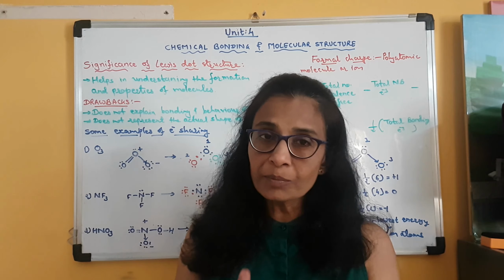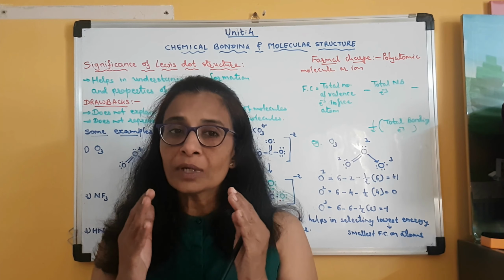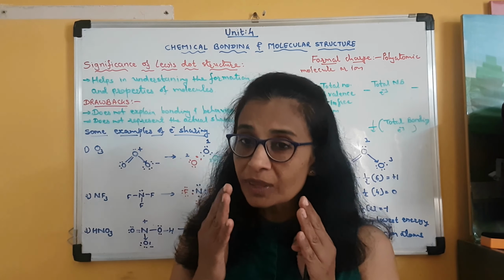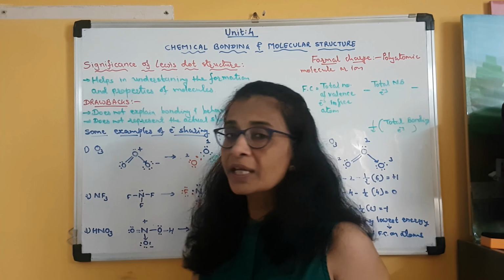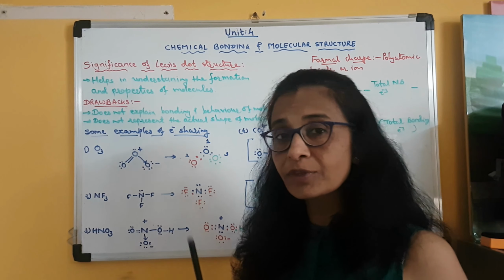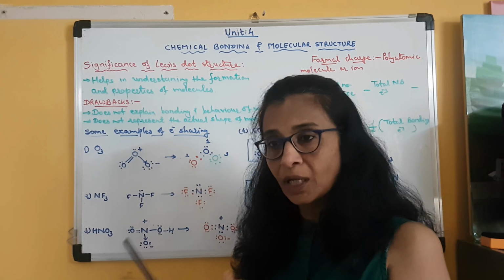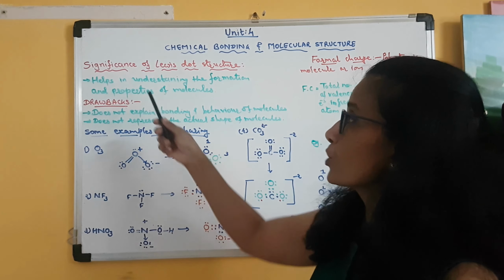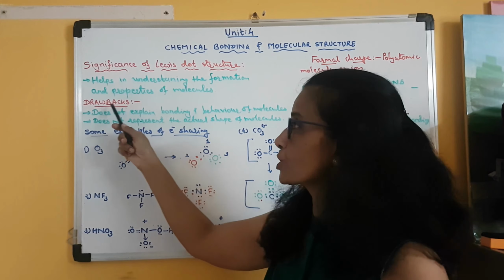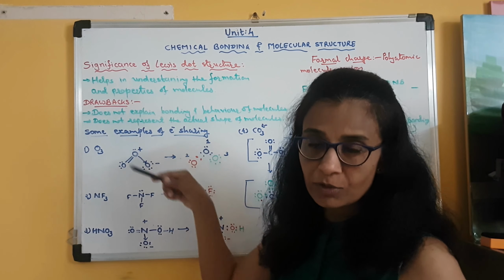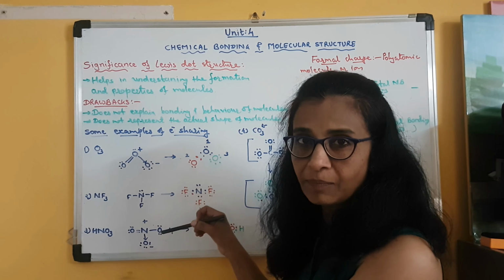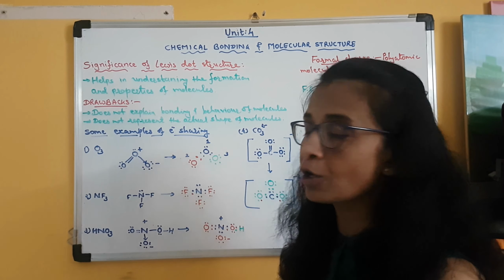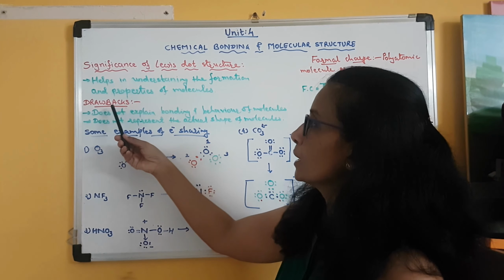Clear? When any molecule is formed, there is a type of bond formed in that molecule. On the basis of the bonding present in that molecule, we can draw the Lewis dot structure for it. So it helps in understanding the formation and properties of molecules. When we take the examples, I will explain how it helps in understanding the formation of bonds. Clear? Okay.